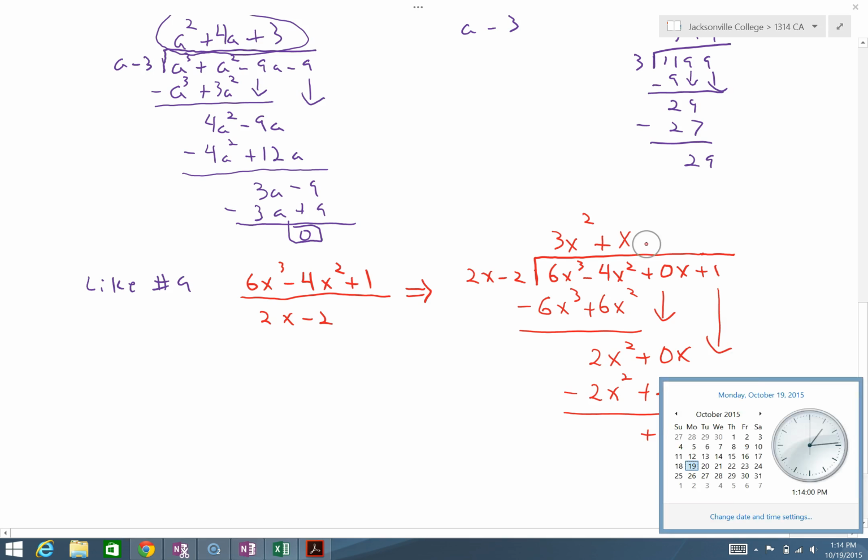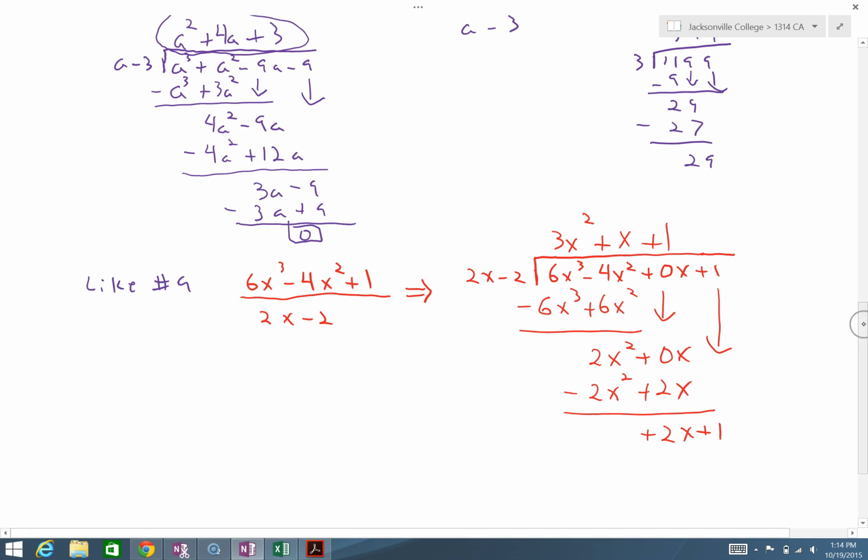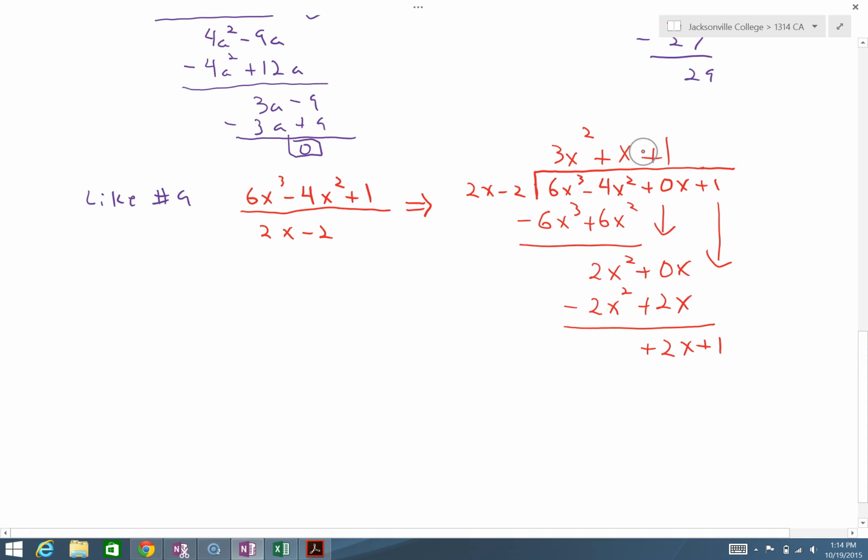2x goes into 2x one time. 1 times 2x is 2x. 1 times minus 2 is minus 2. Changing and summing, this goes to 0. 1 plus 2 is 3. This is my remainder. When we have a remainder, we simply place it over the divisor.